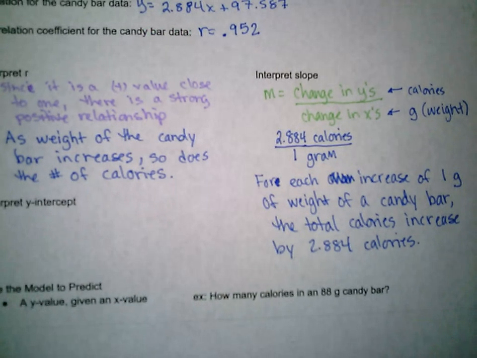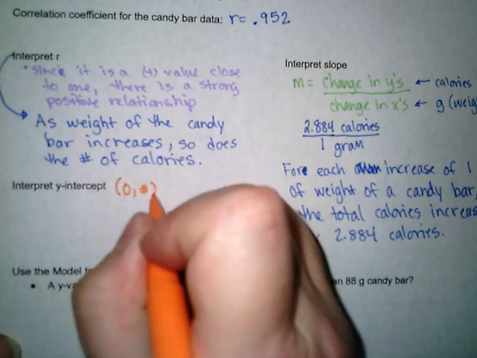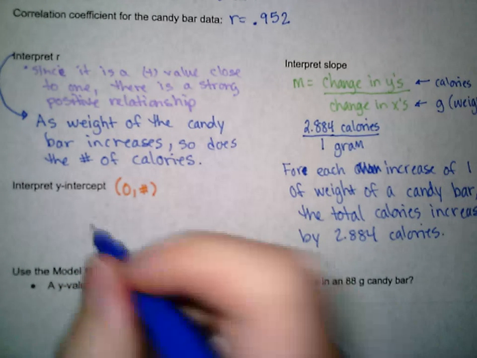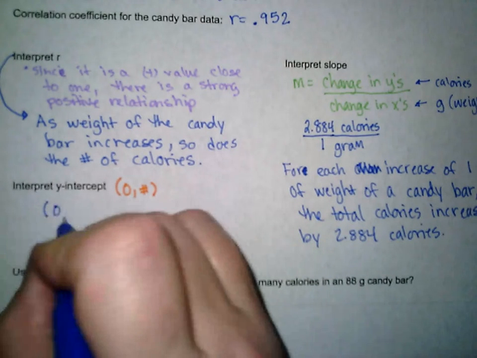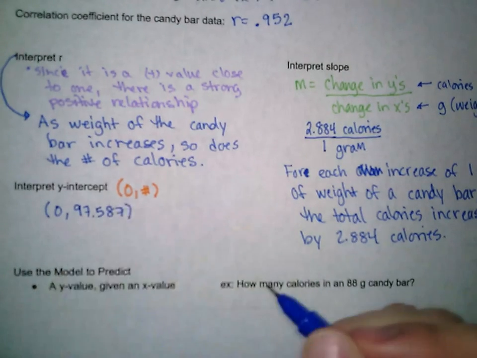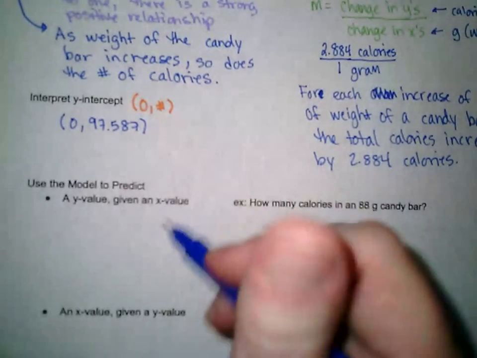And then we have the y-intercept. The y-intercept is the ordered pair that is 0, comma, a number. So 0, comma, a number. In our case, our ordered pair for a y-intercept was 0, 97.587, based on the equation for the line.